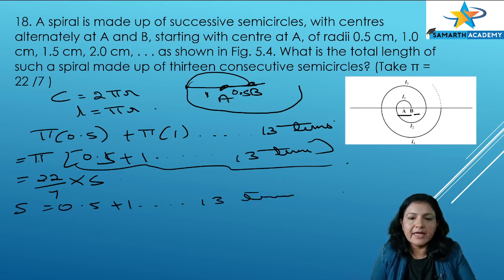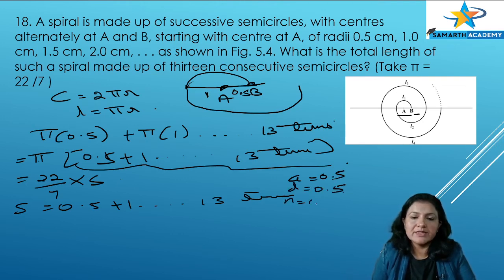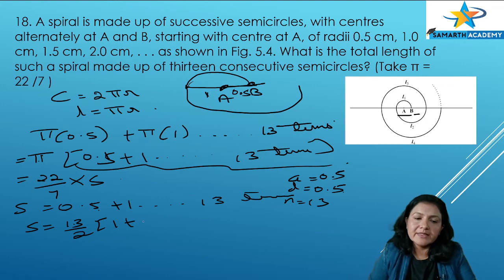Okay, here A is equal to 0.5, D is equal to 0.5 and N is equal to 13. Let us find the sum. S equal to N by 2, 13 terms by 2, 2A, 2 into 0.5 is 1 plus N minus 1, 12 into D is 0.5. So 13 by 2, 1 plus 6 is 7.